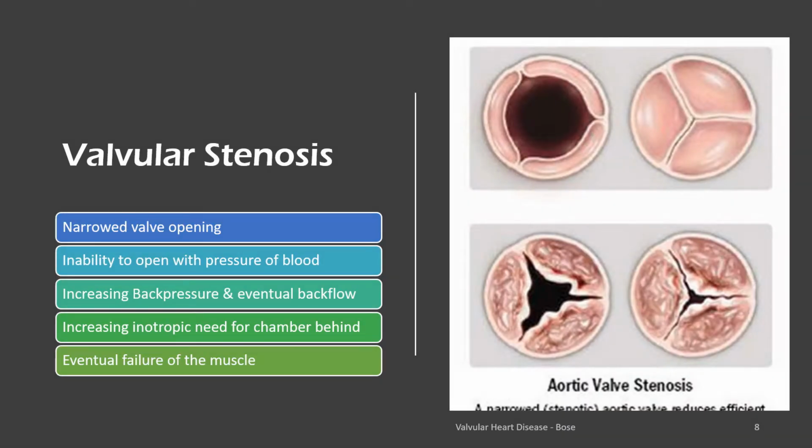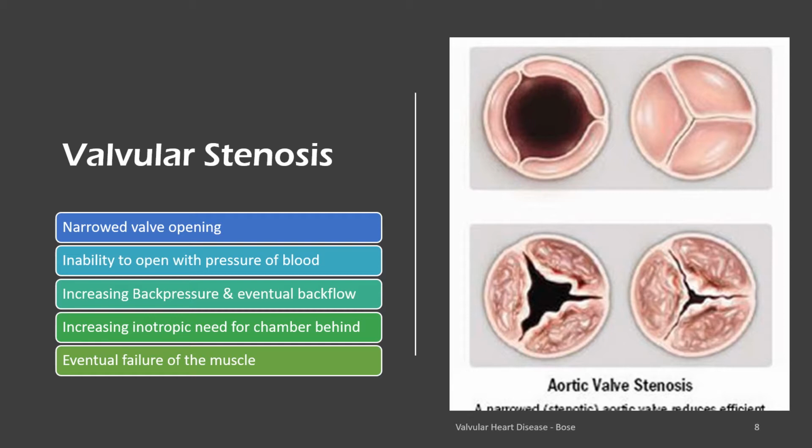In valvular stenosis, as you can see in the picture, a normal valve will open wide when it is transmitting blood. However, stenosis indicates a narrowed valvular opening where it is unable to open with the pressure of blood behind it. This causes back pressure and eventually backflow, which is regurgitation.